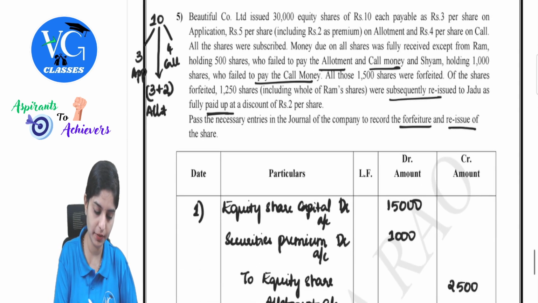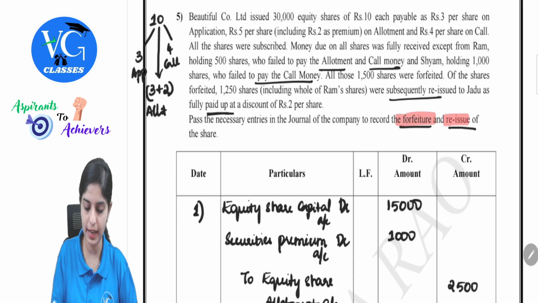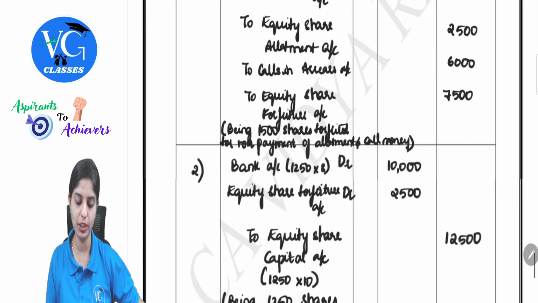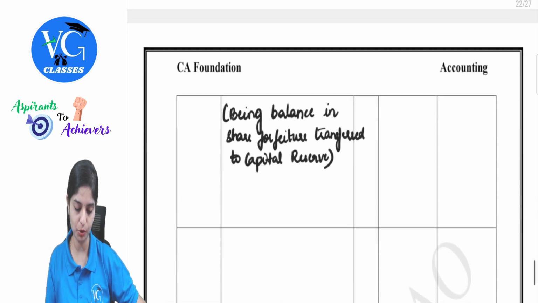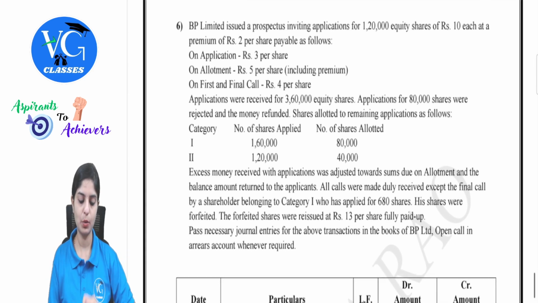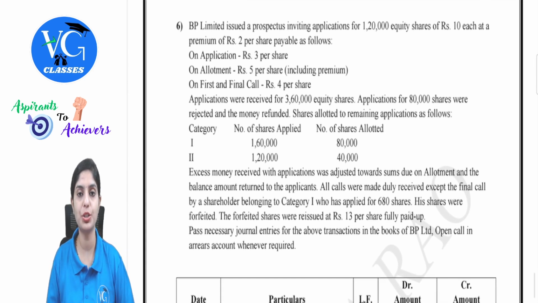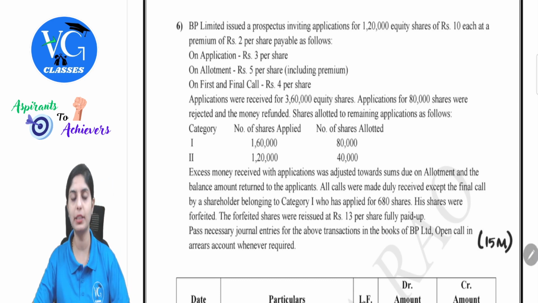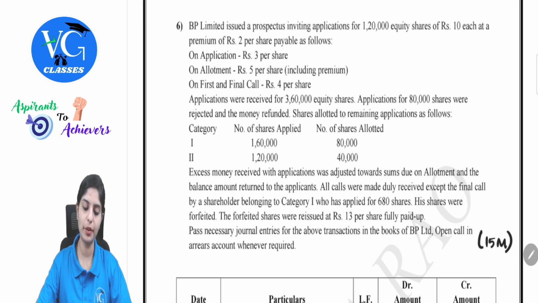This was the entries with respect to forfeiture and then reissue. We have clearly understood this with all the points and working notes. Next question. Again, an important question. This is an exam question. So this had appeared for 15 marks. So let's practice it, understand every point in detail. So one final question to revise the entire concept.